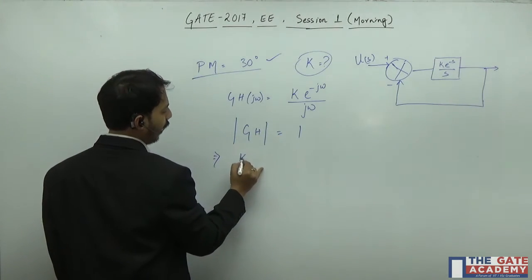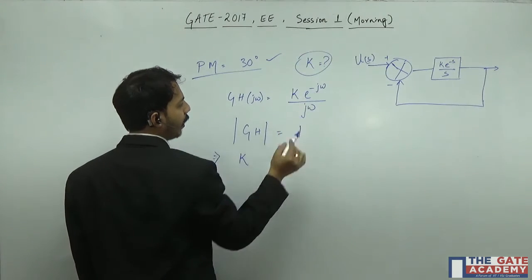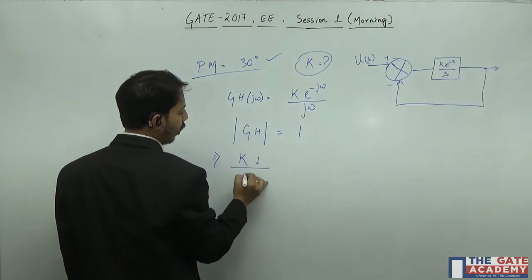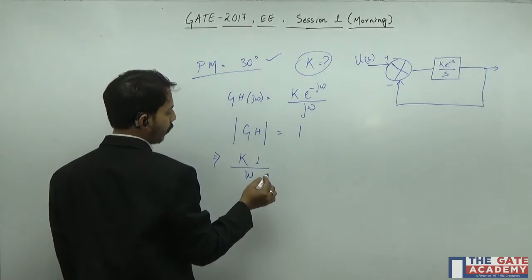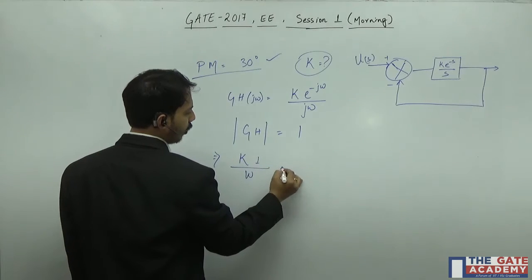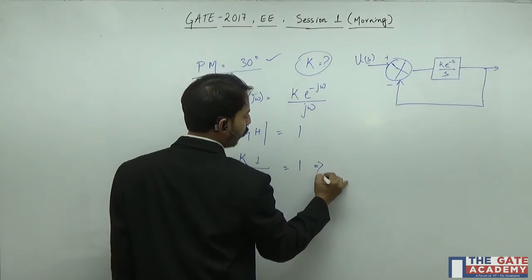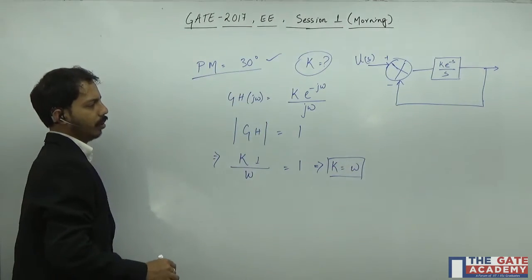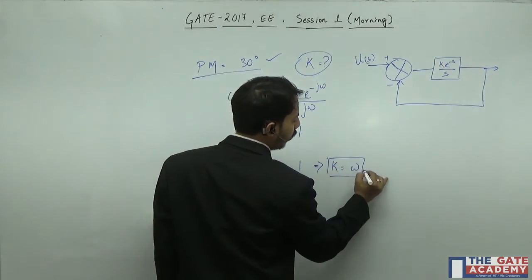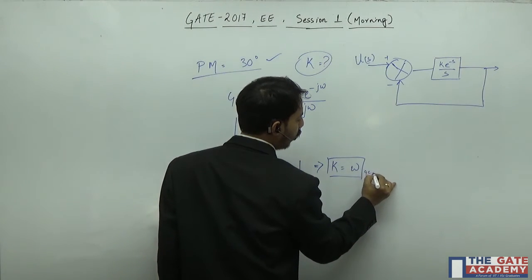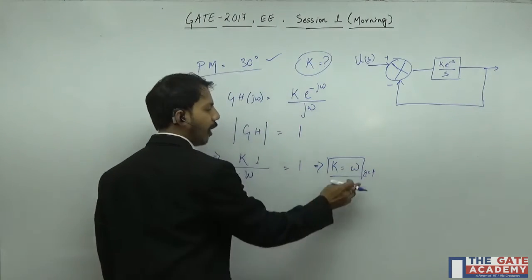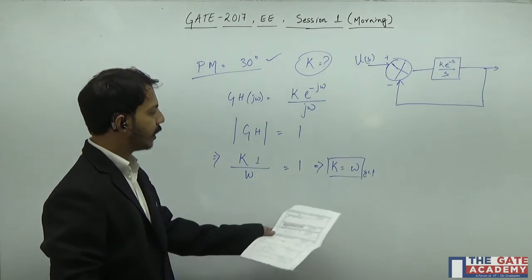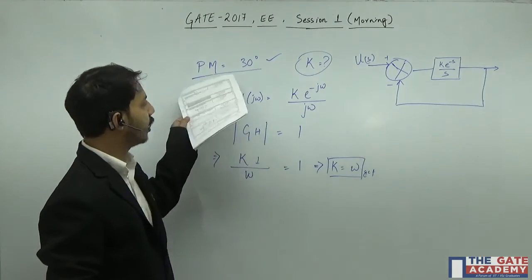That means K, the magnitude of e to the power minus j omega is always 1, we know, and the magnitude of j omega is nothing but omega. So this is the magnitude and this is 1. From here we can say that K is equal to omega. This omega is nothing but the gain crossover frequency, and the value of this gain crossover frequency is nothing but K. Now they are saying that at this frequency my phase margin is 30 degrees.